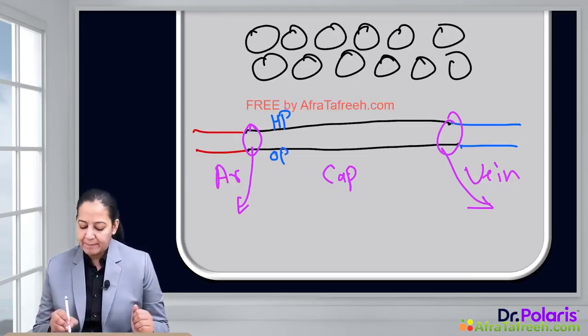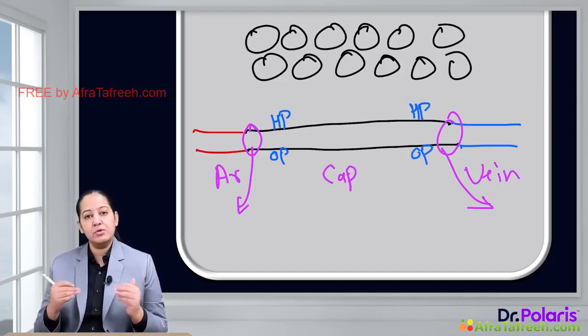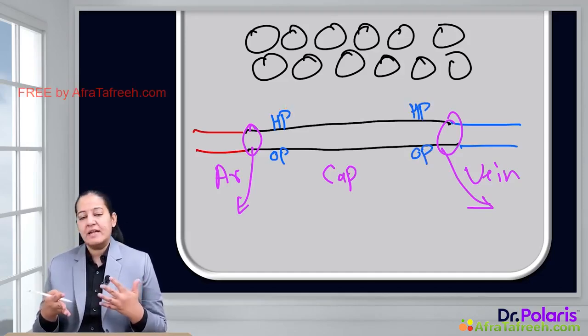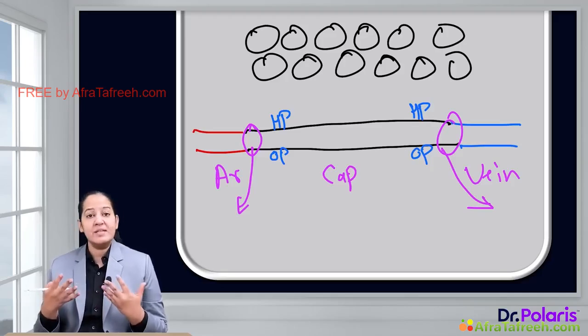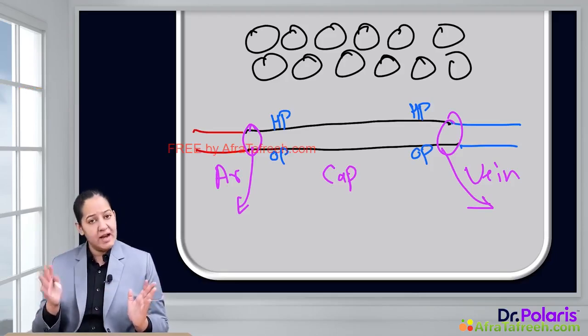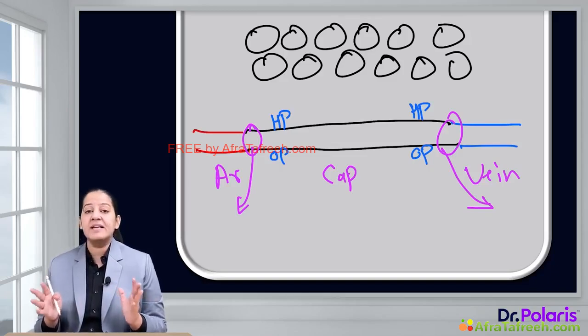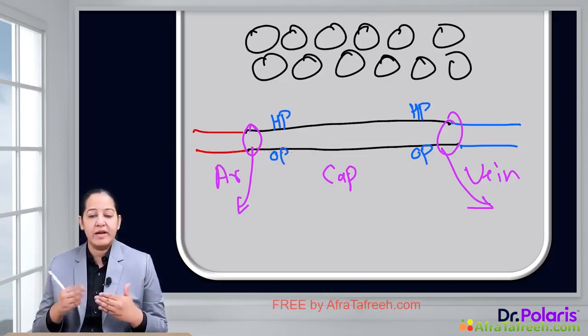At the venous end of the capillary also we have hydrostatic pressure and osmotic pressure. Let me tell you the values of these pressures. We will apply the physics here: which is outward, which is inward, and what is the net pressure at the arterial end of the capillary, is it outward or inward? What is the net pressure at the venous end of the capillary, is it outward or inward? And then we will understand the mechanism of normal fluid exchange.